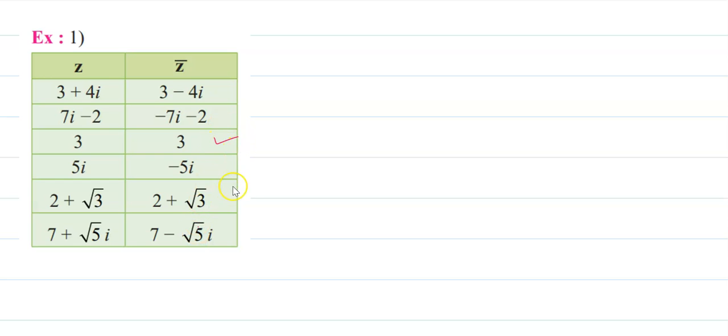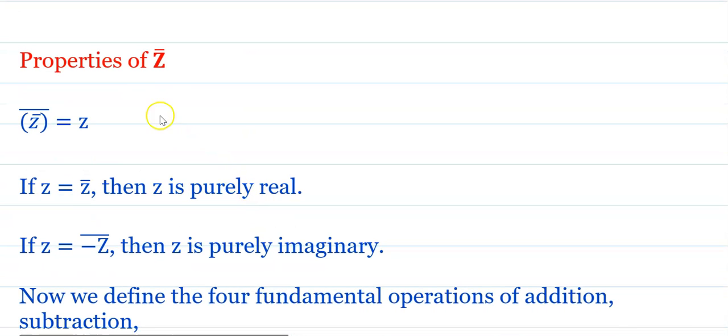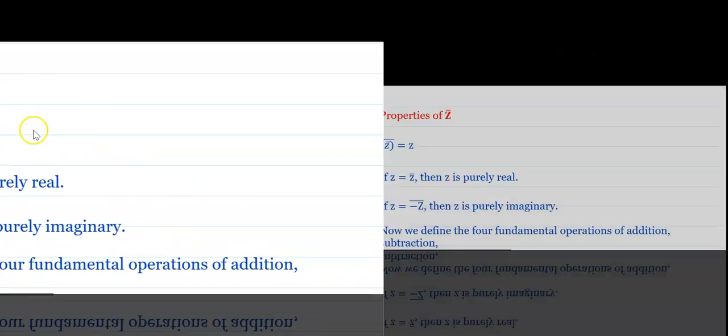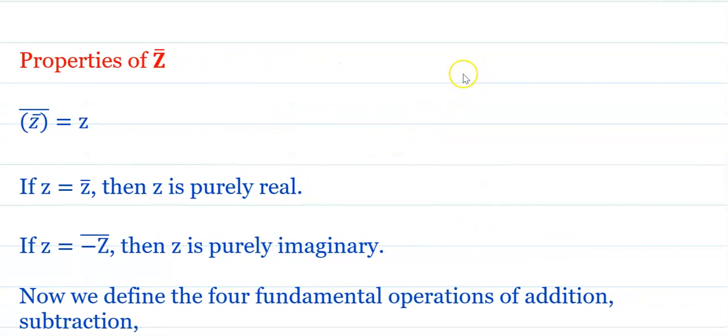Now look at this, 3, and these are the real numbers, keep it as it is. Okay, now the next properties of z bar. See this here, if I take the complex number z and find out its conjugate, it is like this. And again if I find out the conjugate of this number, then I will get the original number. Therefore the conjugate of conjugate is the original number z.